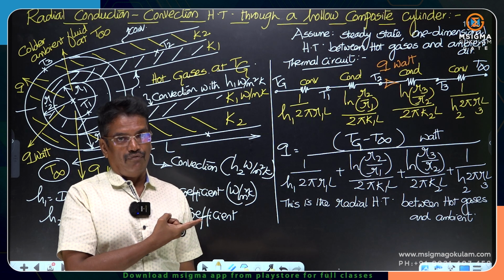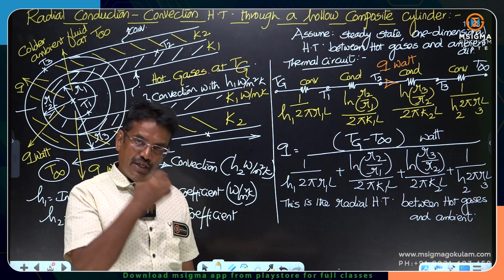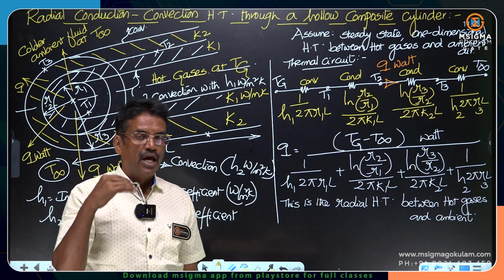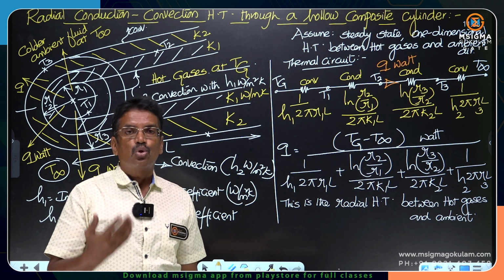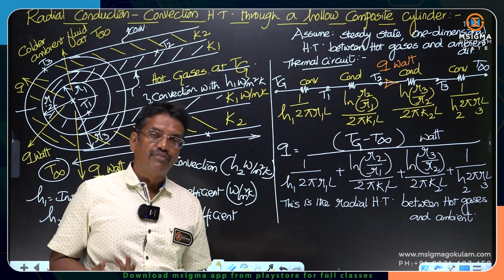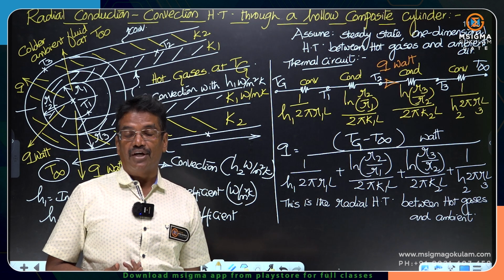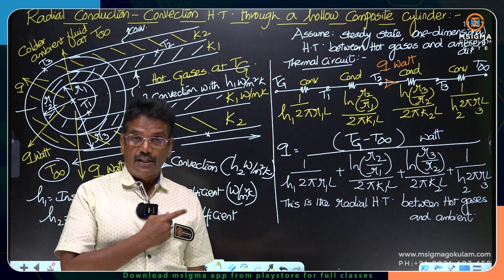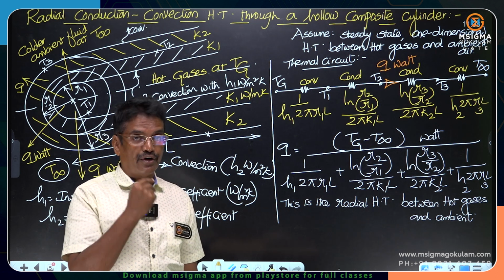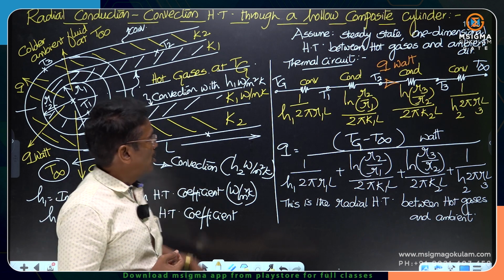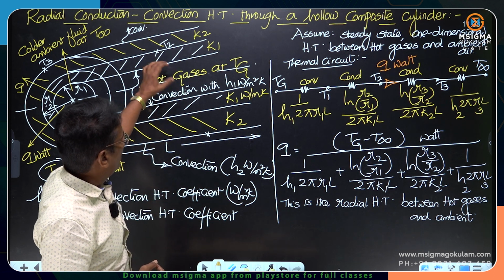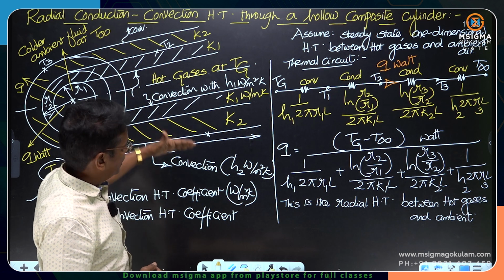Now here also we define, because we have multi-mode heat transfer: inside convection, outside convection and, in between, conduction. So we will bring in that overall heat transfer coefficient. But in the case of the cylinder, we will get two different overall heat transfer coefficients, one based on the inside convection area and the other based on the outside convection area.